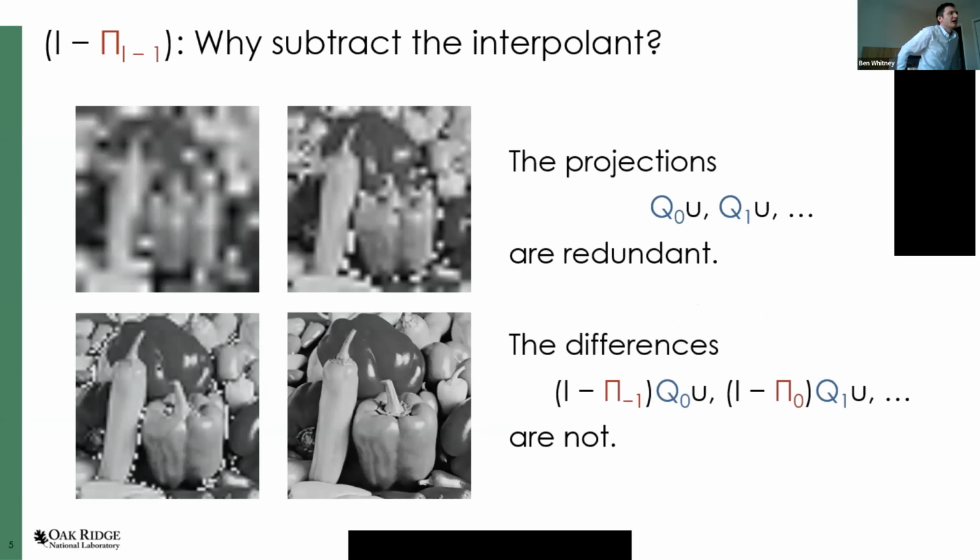Okay, I'll just speed up. So this is just a bit of motivation. I'll mostly skip this, but the reason that we add this subtraction of the linear interpolant is that the projections themselves have some redundancy between them. So subtracting off the interpolant is a way of removing this redundancy.